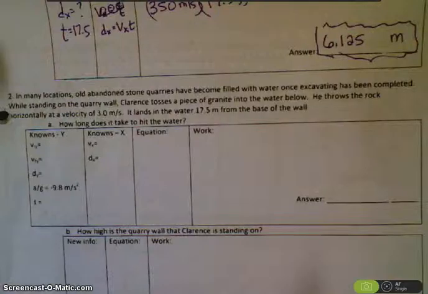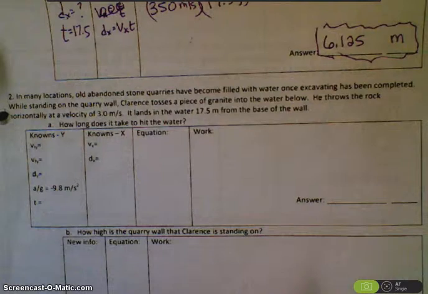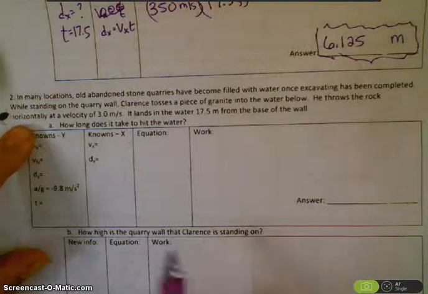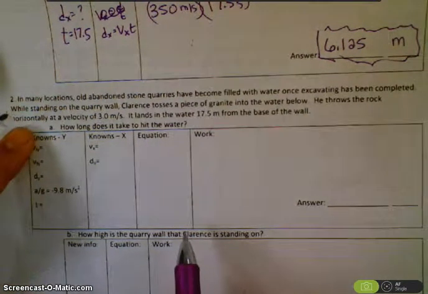Okay? Okay, number 2 on the horizontal projectile example. In many locations, old abandoned stone quarries have become filled with water once excavating has been completed. Anyway, while standing on the quarry wall, Clarence tosses a piece of granite into the water below. He throws the rock horizontally at a velocity of 3 meters per second. It lands in the water 17.5 meters from the base of the wall.